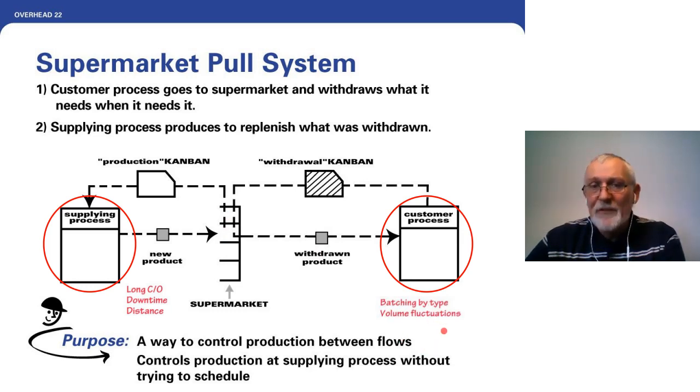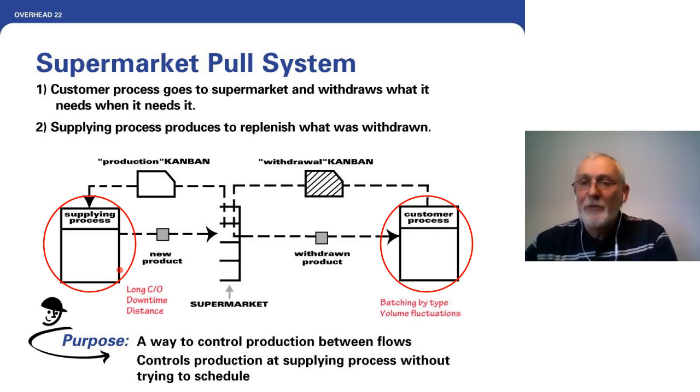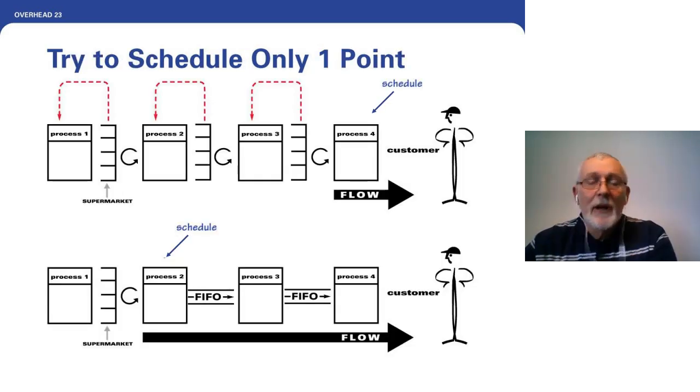Well, for example, if there's batching by volume fluctuations, if there's long changeover times, or if there's significant distances between where two processing steps might be located, they're all reasons why you might put supermarkets in place. So again, something to think about.